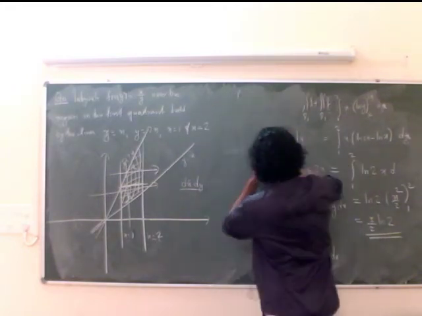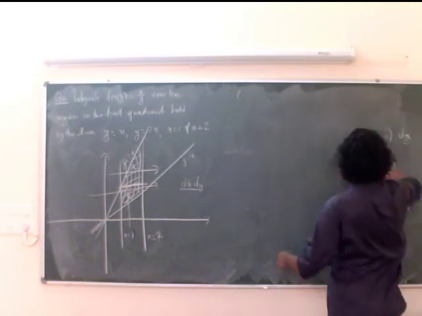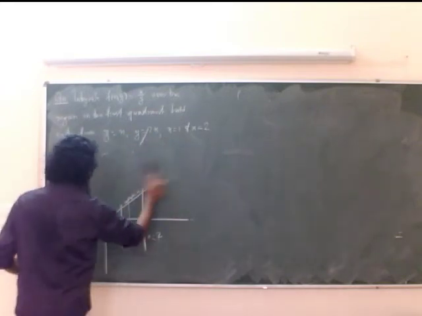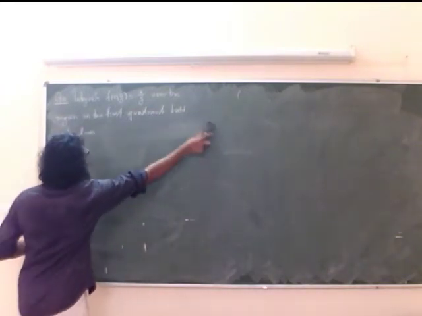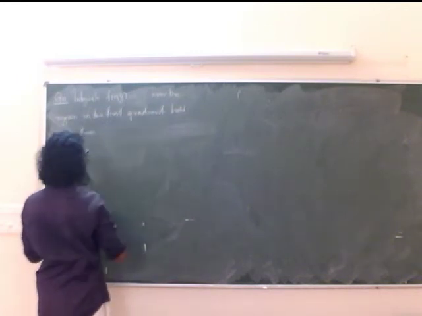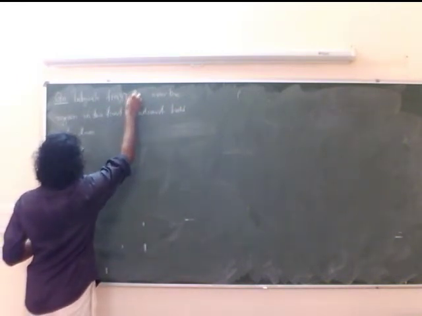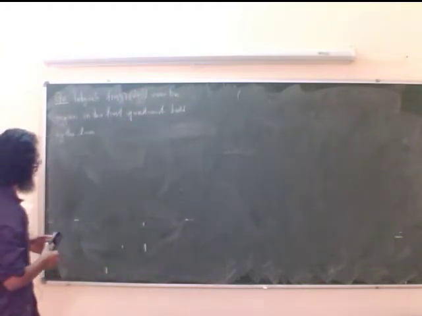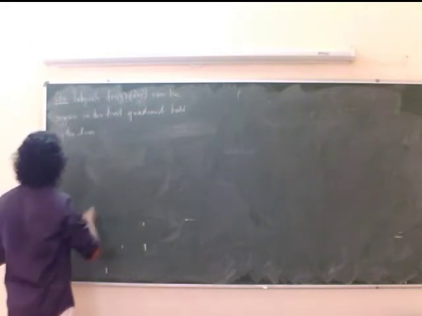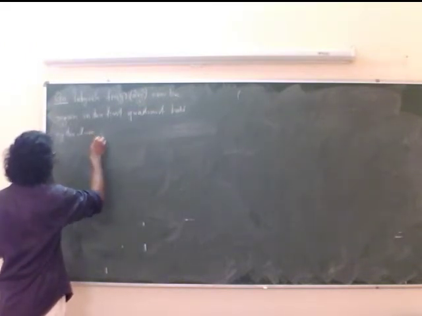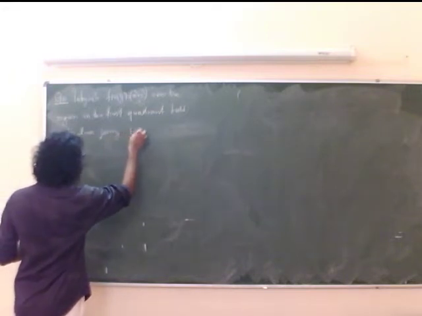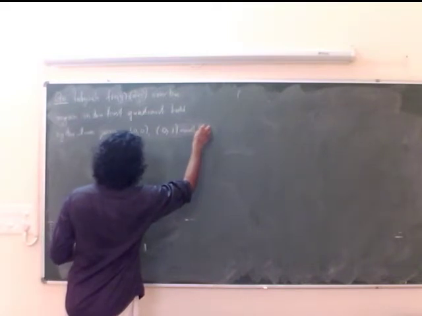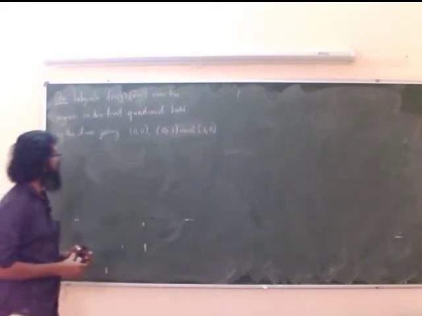So let's do another problem. Integrate f(x,y) is equal to x square plus y square over the region in the first quadrant bounded by the lines joining (0,0), (0,1) and (1,0). So it will be a triangular region.